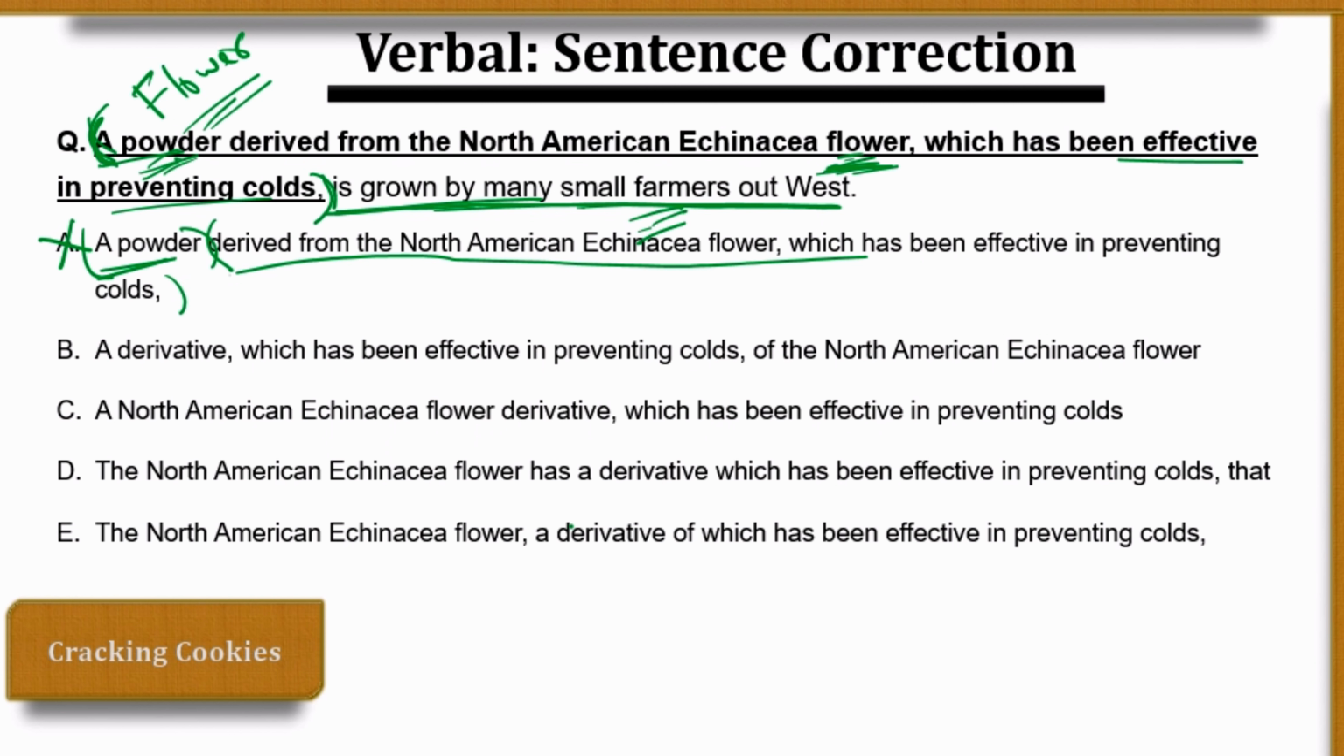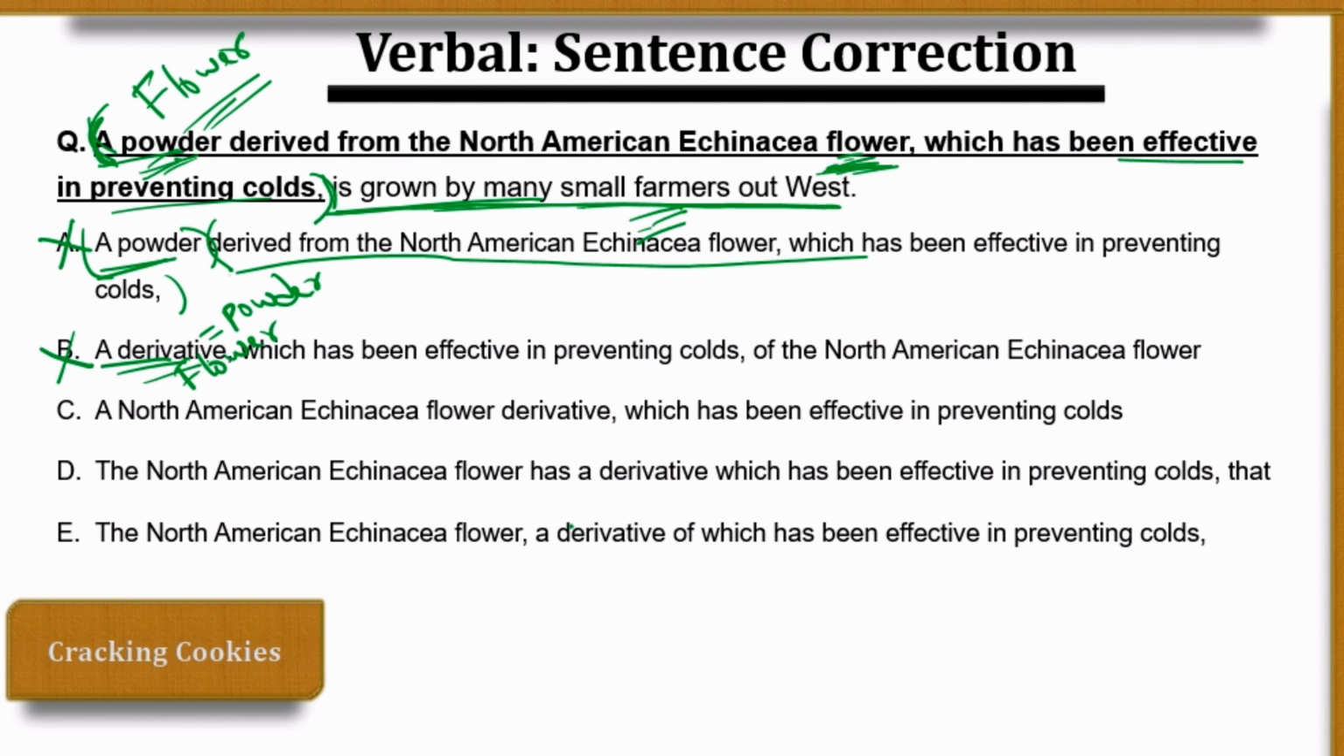Option B is saying a derivative which has been effective in preventing colds of the North American Echinacea flower is grown by many small farmers out west. The same problem as option A. It is talking about a derivative as subject. This derivative equals powder, and we actually need the flower as the subject of the phrase. So it is also an incorrect answer. It is saying a derivative is grown by many small farmers out west.